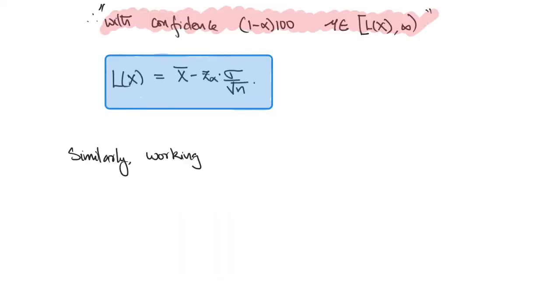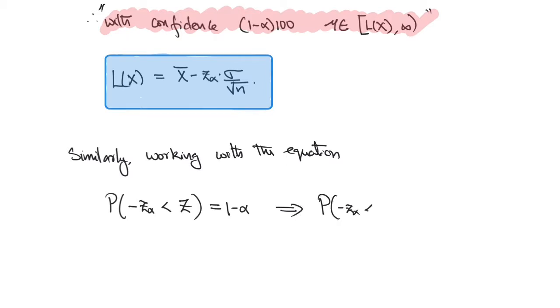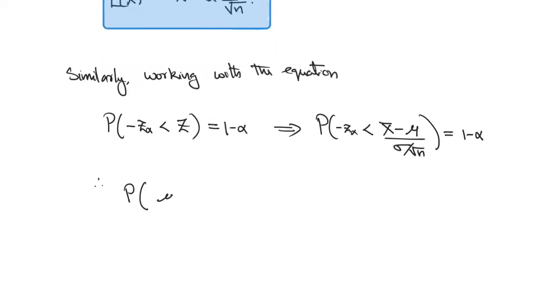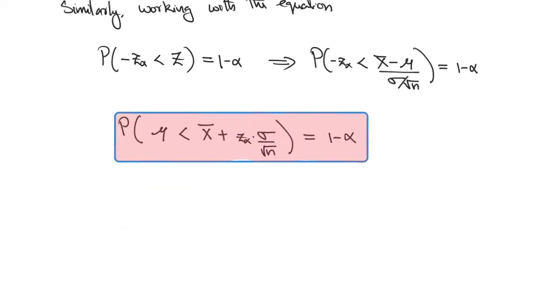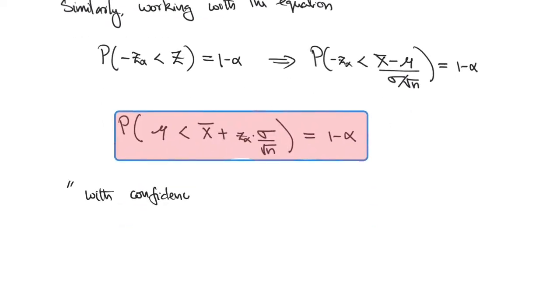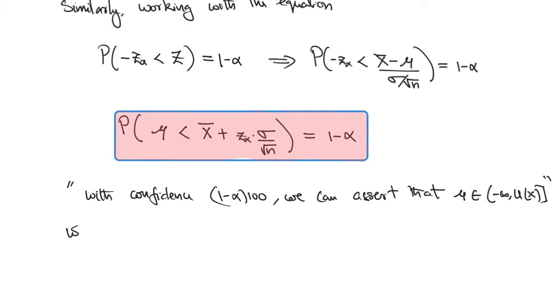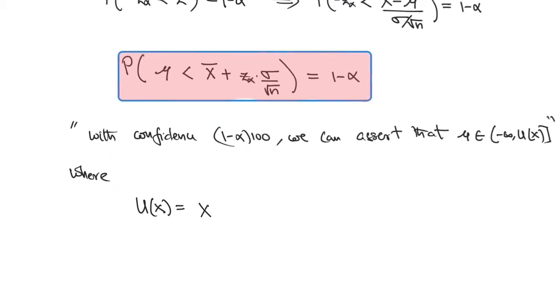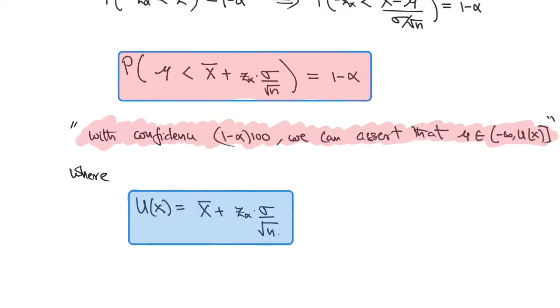We can similarly work with the probability equation, probability of negative z alpha less than capital Z equals 1 minus alpha, to get the upper confidence bound. And what it says is that with confidence 1 minus alpha times 100, we will now be able to assert that the population parameter mu lies inside the interval negative infinity to U of x. It's a random interval, okay? And the random variable U of x is defined by x bar plus z alpha times sigma over square root of n.